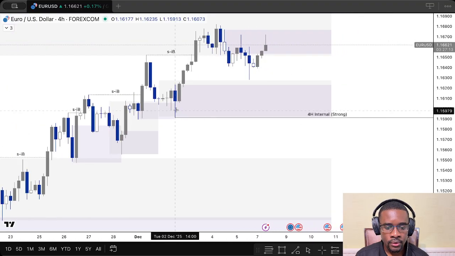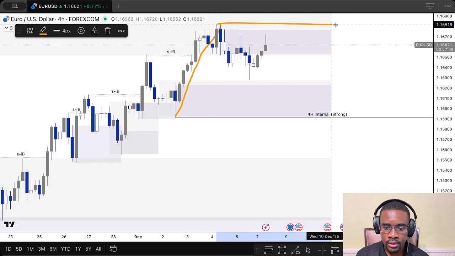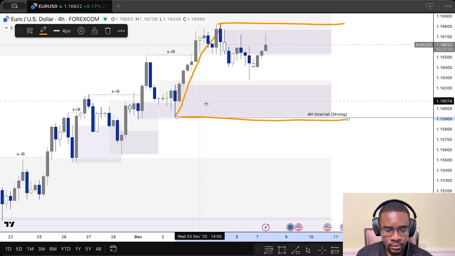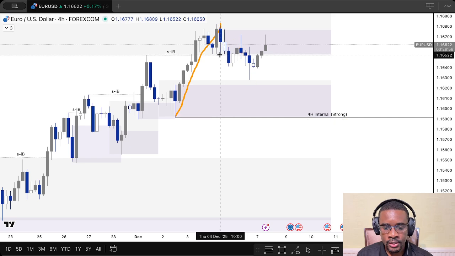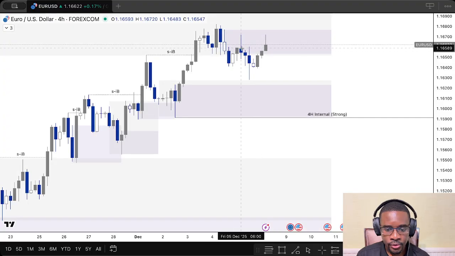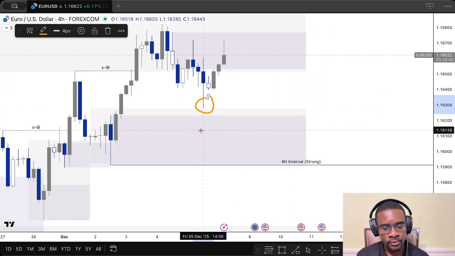So this is our weak internal high. This is our strong internal low. So price may have done the retracement. Okay, so a choke is only there to facilitate an internal pullback. So the internal pullback could be over right there.